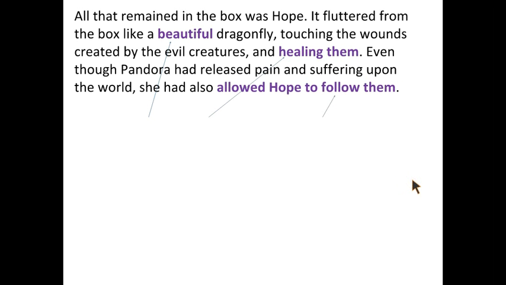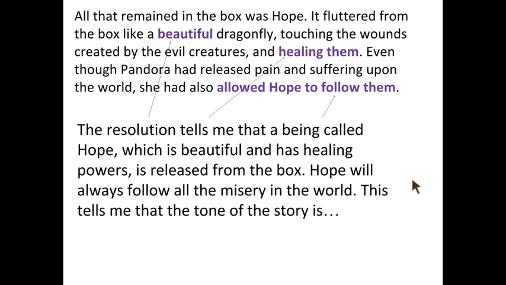Now, all of these tell me that a being called Hope, that is beautiful and has healing powers, is released from the box. And hope is always going to follow misery in the world. So if hope is something really great, hope is something beautiful, and hope is always there for us, no matter what miseries there are, then what might the tone of this story be? Hopeful. Really, really great job.